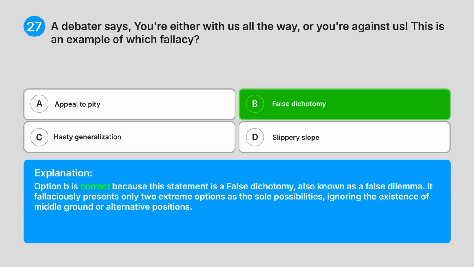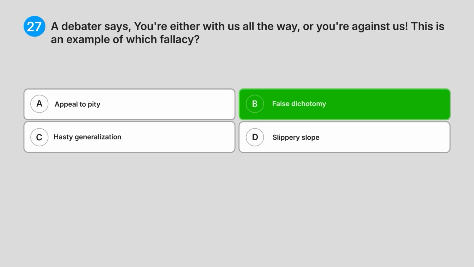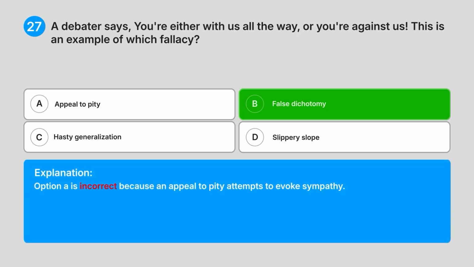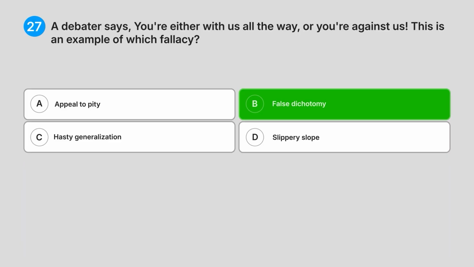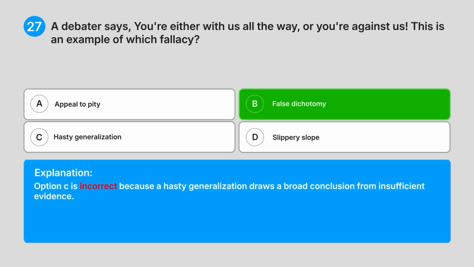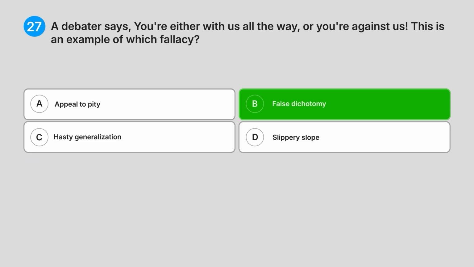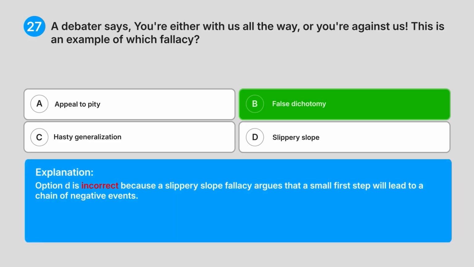Explanation. Option B is correct because this statement is a false dichotomy, also known as a false dilemma. It fallaciously presents only two extreme options as the sole possibilities, ignoring the existence of middle ground or alternative positions. Option A is incorrect because an appeal to pity attempts to evoke sympathy. Option C is incorrect because a hasty generalization draws a broad conclusion from insufficient evidence. Option D is incorrect because a slippery slope fallacy argues that a small first step will lead to a chain of negative events.